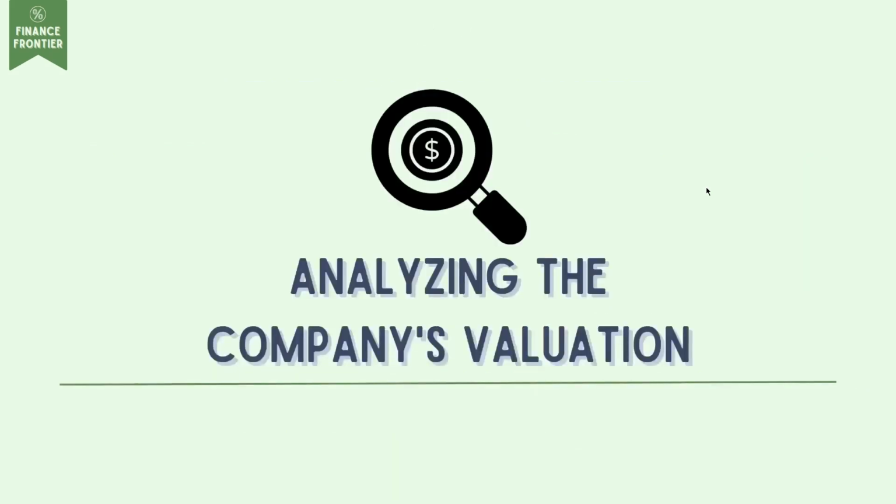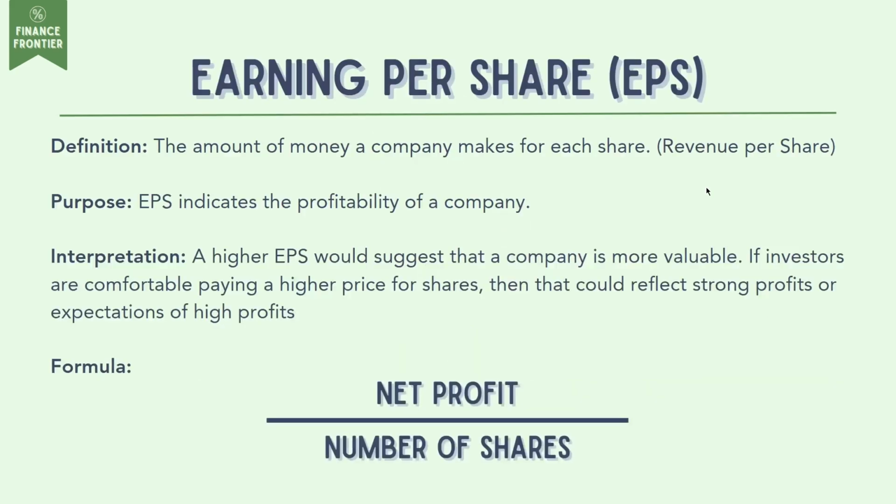Furthermore, a company's financial performance is not the only factor that we have to take into consideration. There's also the company's valuation, which is very important to analyze. The first tool that we're discussing, which really analyzes a company's valuation, is the earnings per share, also known as the EPS. So the EPS is basically the amount of money a company makes for each share, also known as the revenue per share.